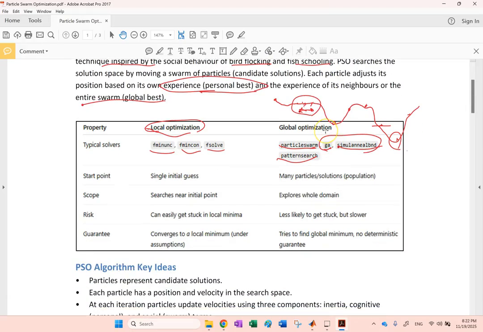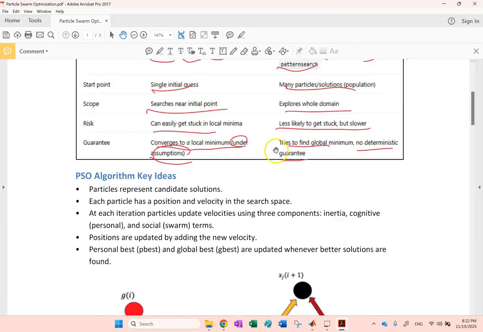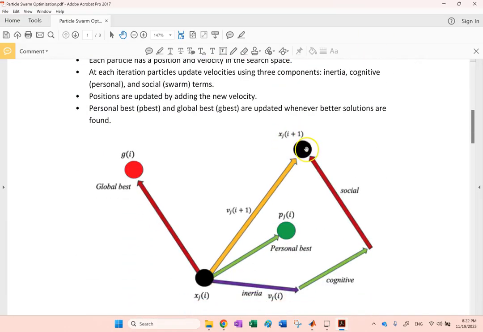So you see that most of the things that I said are also covered in this table here. Okay, so as I said, they try to find the global one, but they cannot necessarily guarantee it. These local ones will always guarantee to go to a local minimum under, of course, some conditions. These guys try their best. So let's talk about it.